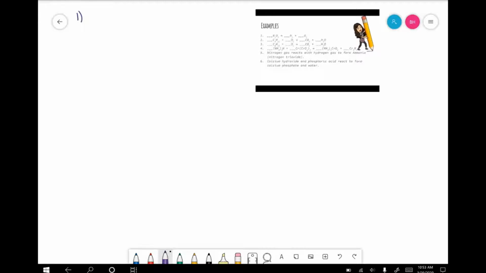So number 1, what we have is N2O5, and it produces nitrogen and oxygen. Now, as I said in my steps, the first thing I'm going to do is take inventory. So what I see is that on both sides, the only 2 atoms that are found are nitrogen and oxygen. So I'm going to count out how many of these 2 atoms do I have on each side. So nitrogen, I have 2, and oxygen, as you guys can see, I have 5. On the other side, what I have is nitrogen, I have 2, and oxygen, I have 2.